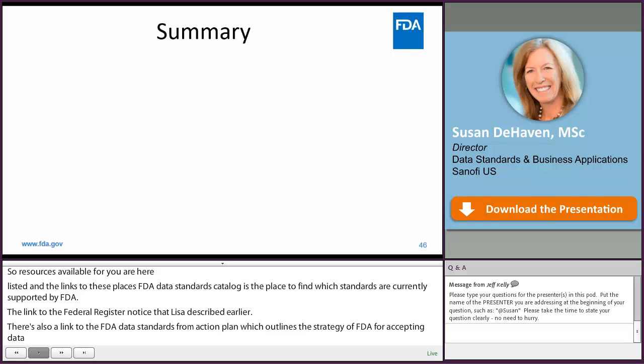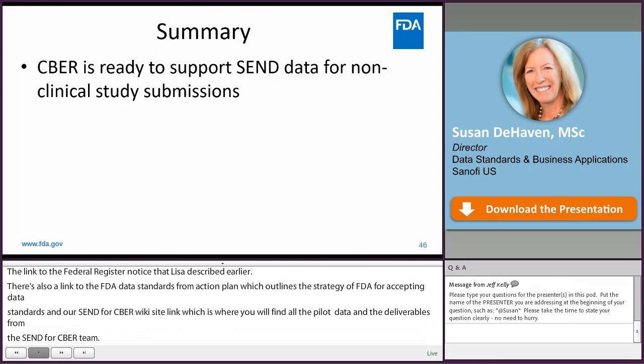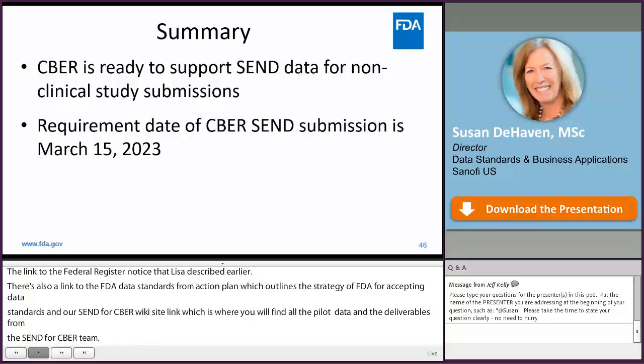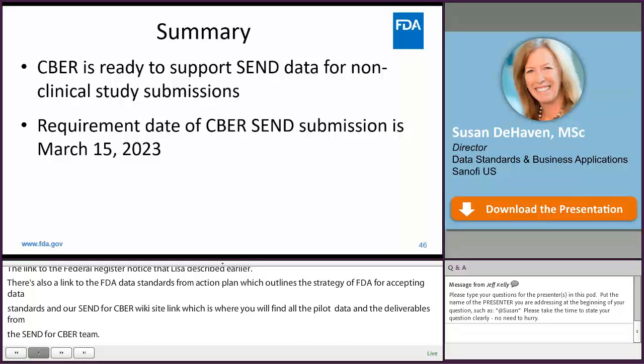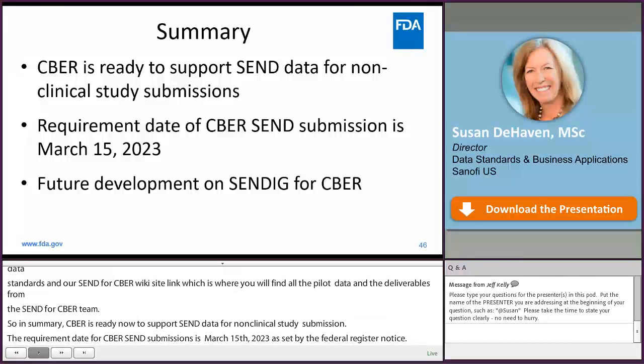So in summary, CBER is ready now to support SEND data for non-clinical study submissions. The requirement date for CBER SEND submissions is March 15th, 2023, as set by the Federal Register notice. And the future development on the SEND IG for CBER considerations will continue through the work of the SEND for CBER team in collaboration with CDISC.